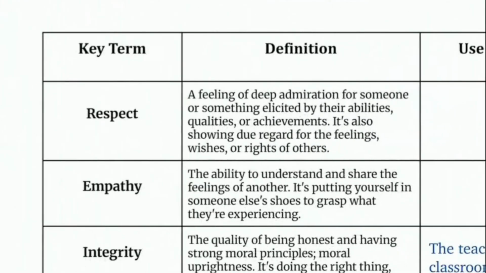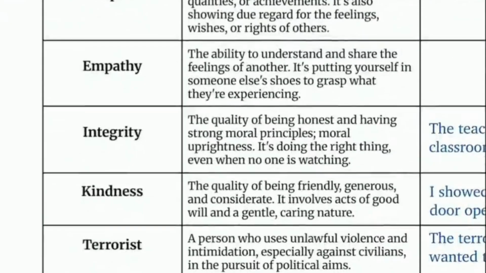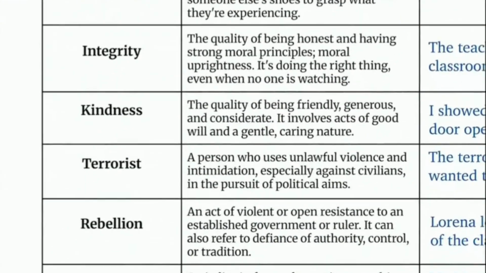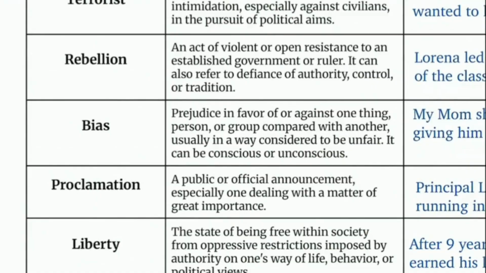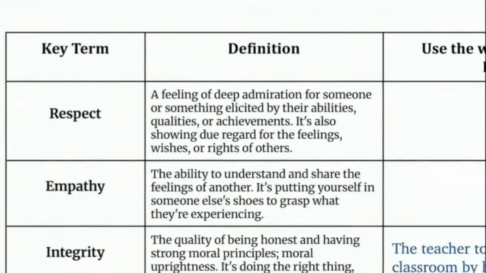Next, we went over our first unit vocabulary. So Unit 0 vocabulary is pretty easy and pretty simple. The words were respect, empathy, integrity, kindness, terrorist, rebellion, bias, proclamation, and liberty. So we reviewed how we do vocabulary in social studies. I give you the meaning, the definition. You then highlight or underline the word or words that help you remember what the definition is. And then we use the word in a sentence.